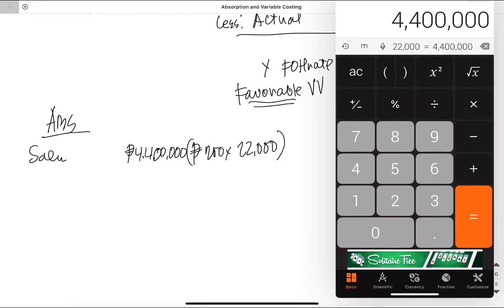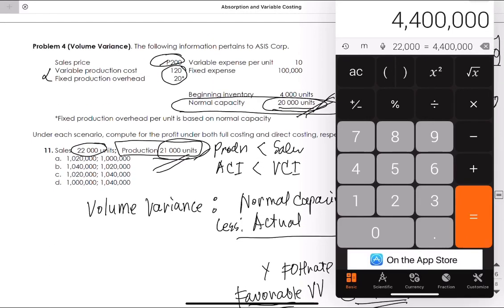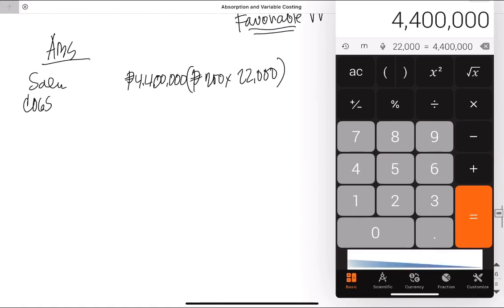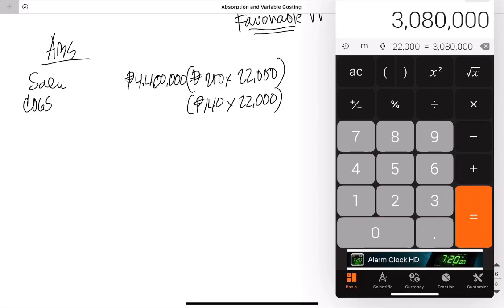Okay, next, cost of goods sold. Definitely this includes variable production cost and fixed production overhead. So 120 plus 20, that is 140. Multiply by 22,000. So 140 times 22,000 will give you 3,080,000.